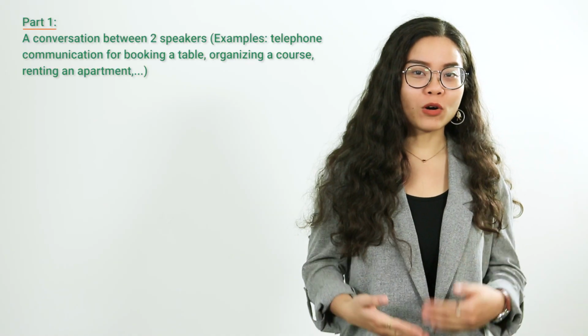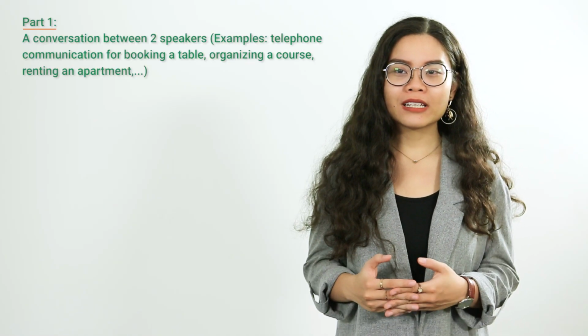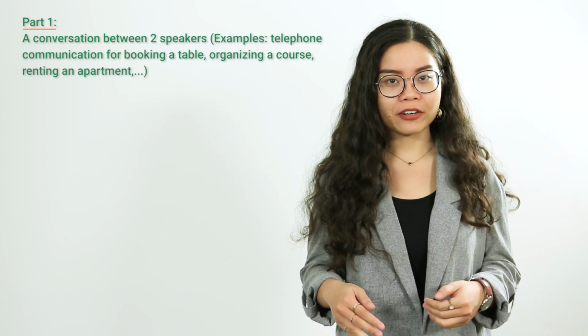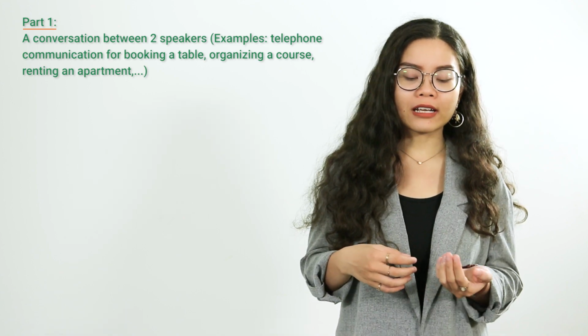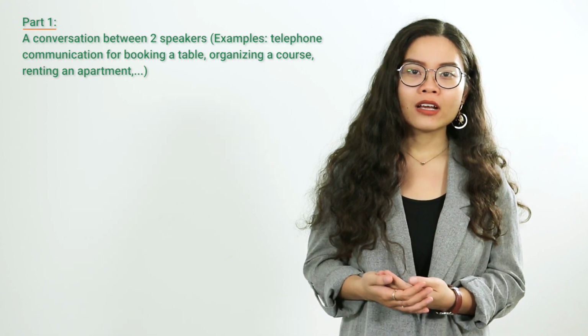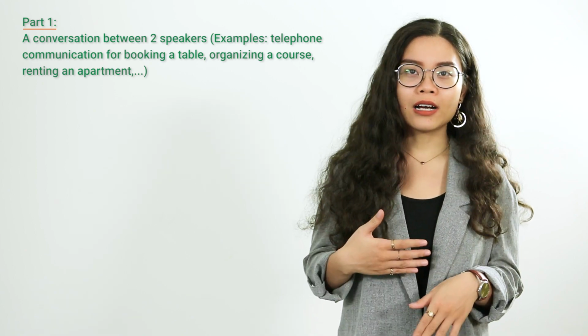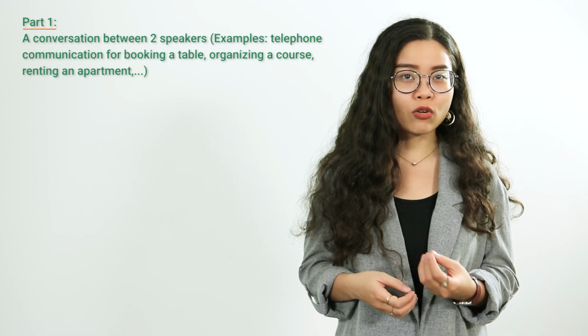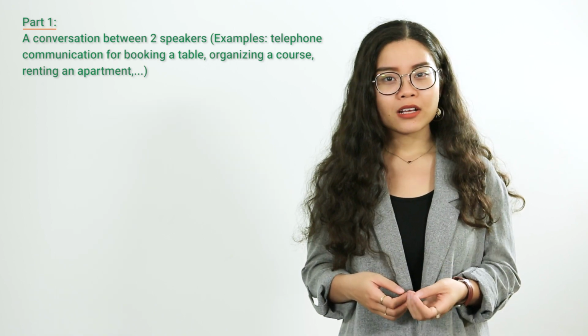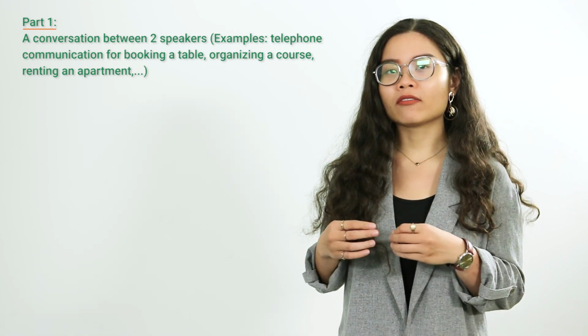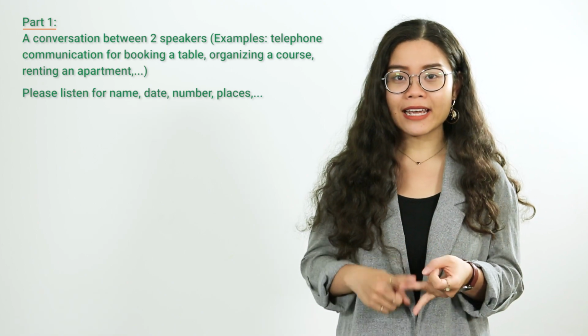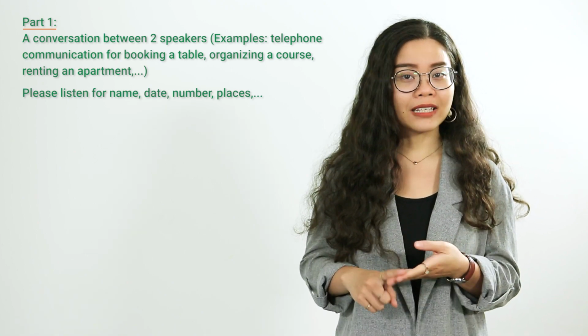So for part 1, it would normally be a conversation between two speakers. This is often like a telephone communication about booking a table at a restaurant, organizing a place for a course, or renting an apartment. So you must listen for specific information such as names, dates, numbers, places.